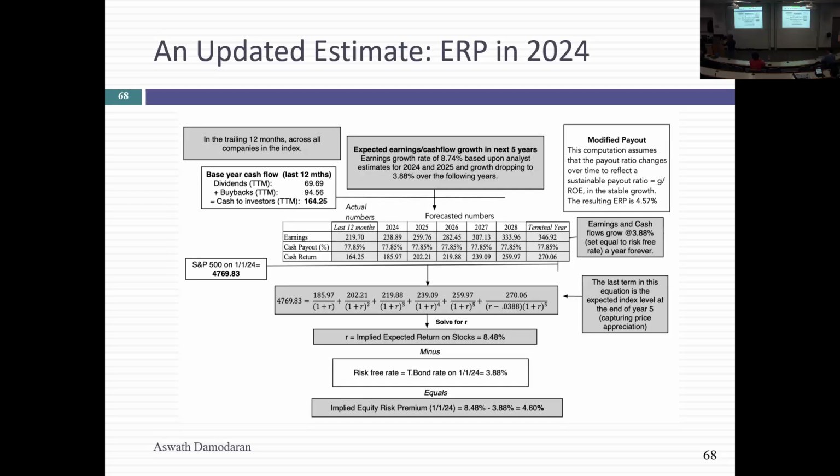The T-bond rate, right? It started the year at 3.88%. It's now at 4.8%. The difference is what the equity risk premium is. Stocks have gone up and the expected return on stocks has come down, and T-bond rates are pushed up. The equity risk premium is compressing. So it started the year at 4.6, start of February it's 4.5.